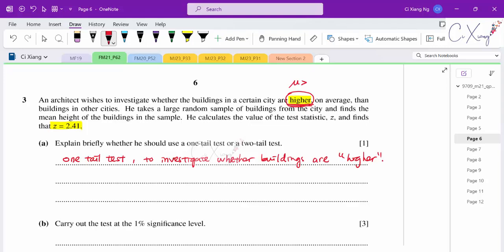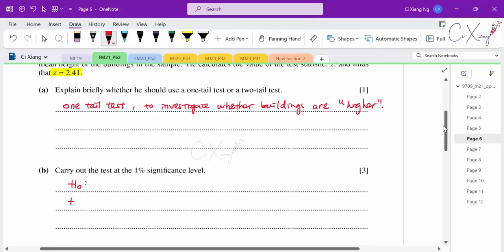Okay, so for part B, they want us to carry out the test at the 1% significance level. Again, for this particular test, we are going to run the test on the population mean for the buildings in a certain city. If you read the question here, you will realize that there's no population mean given. There's no particular value of the population mean given in this question. Therefore, how am I going to set up the null and also alternative hypothesis?